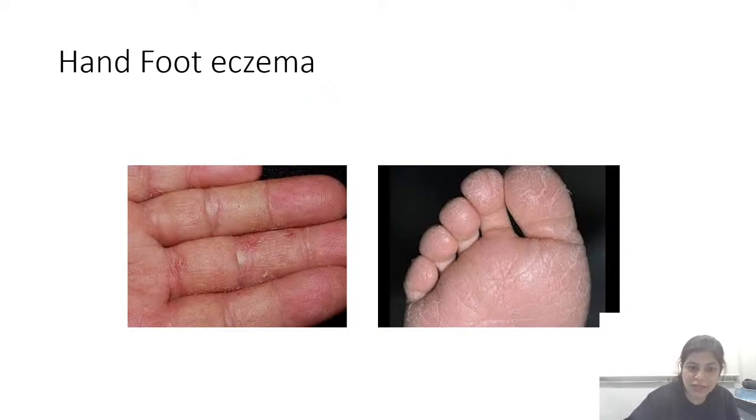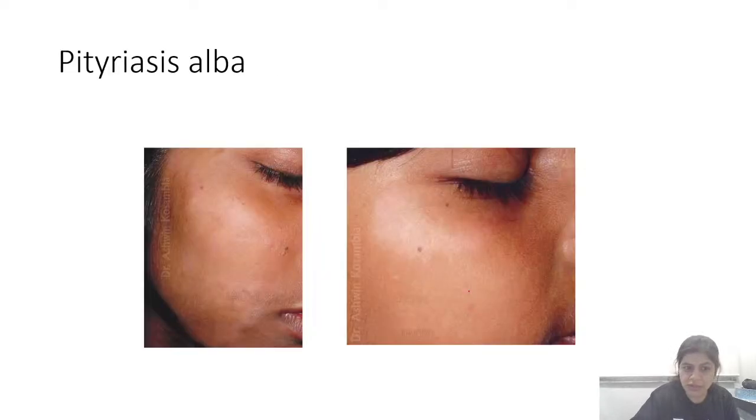This is hand and foot eczema, where you can see the fissuring. Okay, and this can be quite a relapsing and chronic condition which can quite affect the quality of life of the patient. This is Pityriasis alba, where you can see that it presents as a hypopigmented, minimally scaly patch on the face of usually a child. Okay, so you can see here. There can be multiple patches as well.